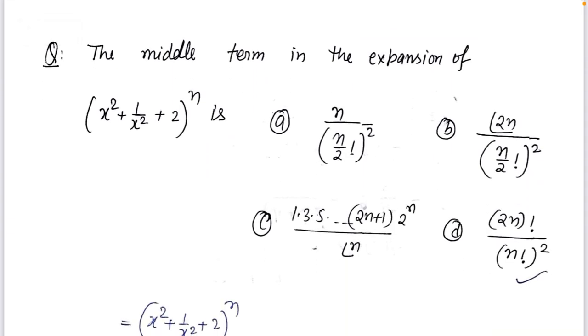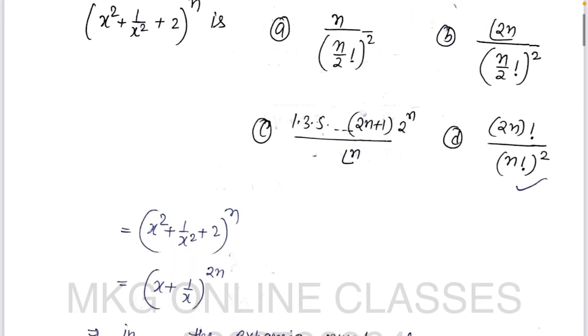The middle term in the expansion of x square plus 1 upon x square plus 2, whole raised to power n, is... these are the options given. So first of all, the bracket x square plus 1 upon x square plus 2 inside is actually x plus 1 upon x whole square. So I can write it as x plus 1 upon x whole square raised to power n, so basically x plus 1 upon x raised to power 2n.